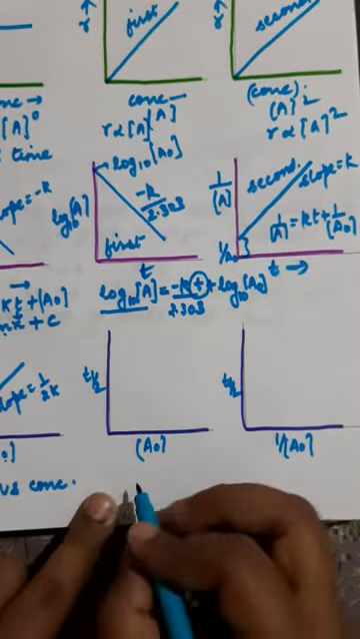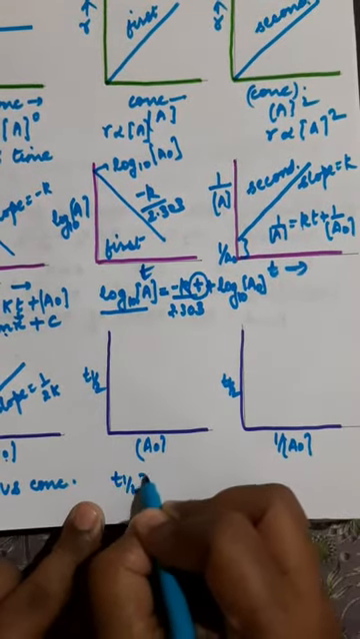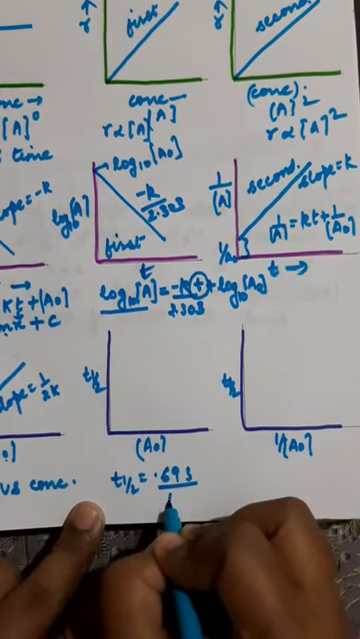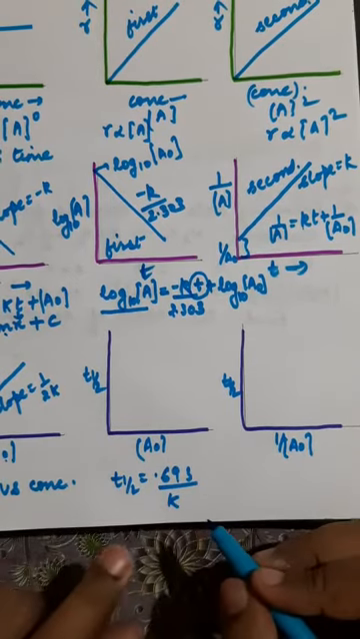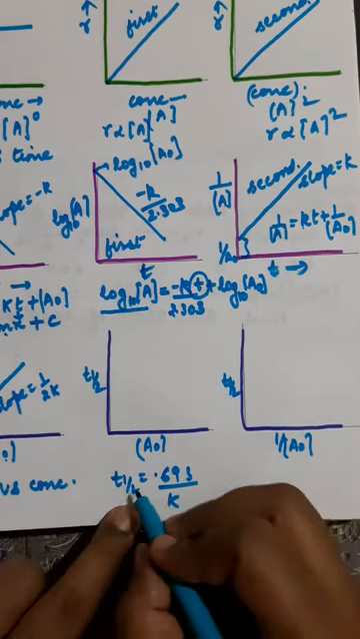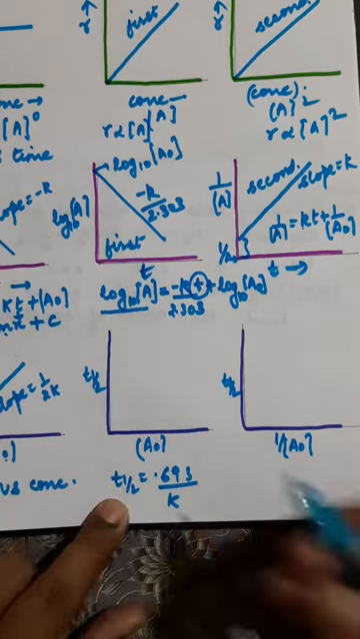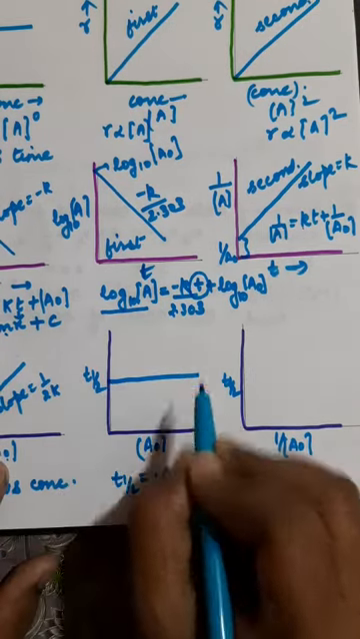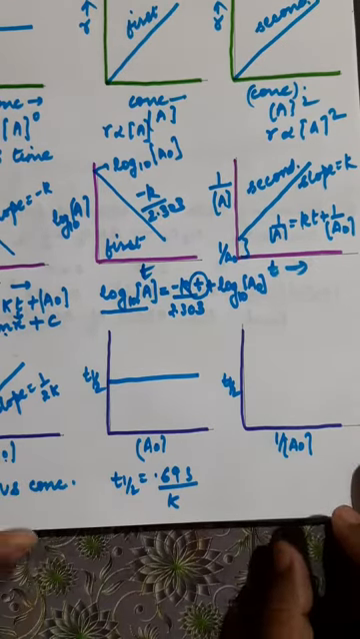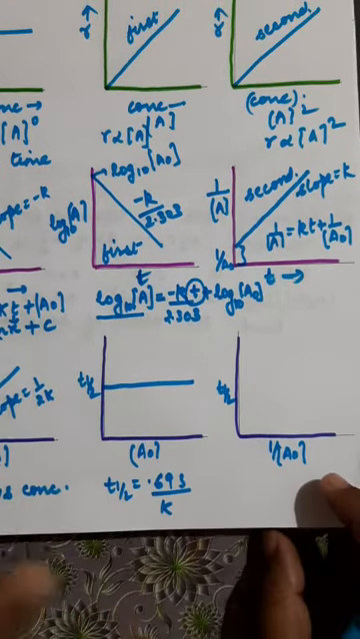For a first order reaction, see the expression T half is equal to 0.693 upon k. There is no initial concentration here, no concentration involved in T half for first order reaction, that is, it is independent of initial concentration. So you will get a straight line graph like this, parallel to the x-axis.